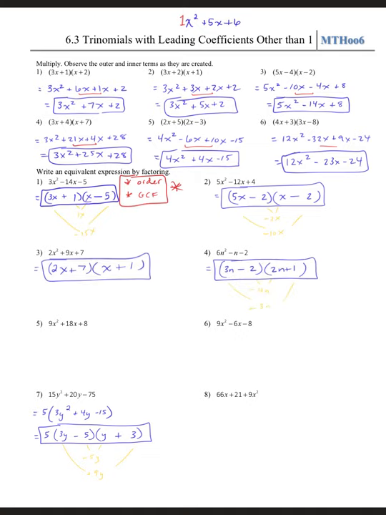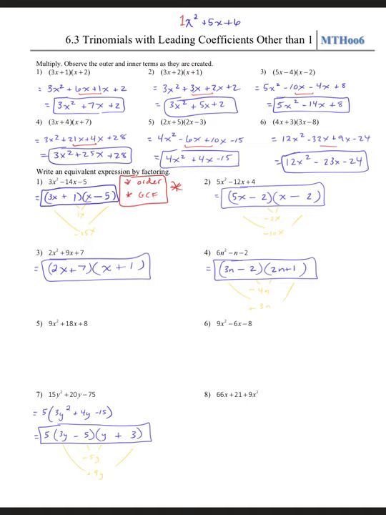Okay, number 3, we're getting factors of 2x plus 7 and x plus 1. Number 4, we're getting factors of 3n minus 2 and 2n plus 1. You'll see in number 3, I didn't show much work here since 2's prime and 7's prime. It makes it a little bit easier than the rest. It's when you have factors that are composite that you have to put a little bit more thinking into it.